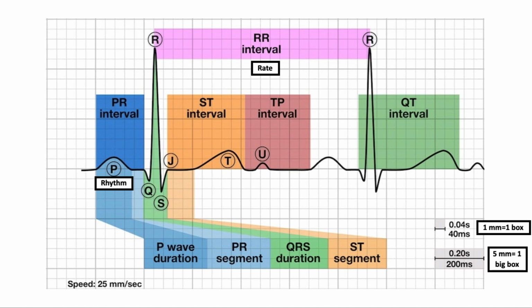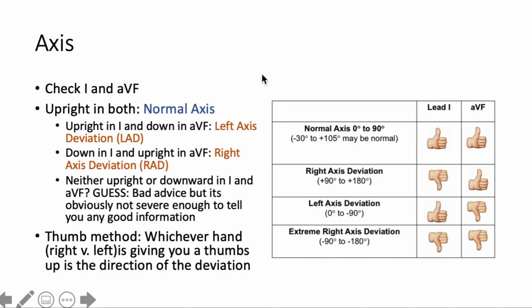So here's our summary slide. Once again, we're seeing the rhythm is going to be determined by the P wave, but the rate is the R to R interval. Now moving on to axis, you're going to use leads 1 and AVF to determine the axis. So I like to use the thumb method, where I place my thumb up or down based on the deflection of the QRS complex.